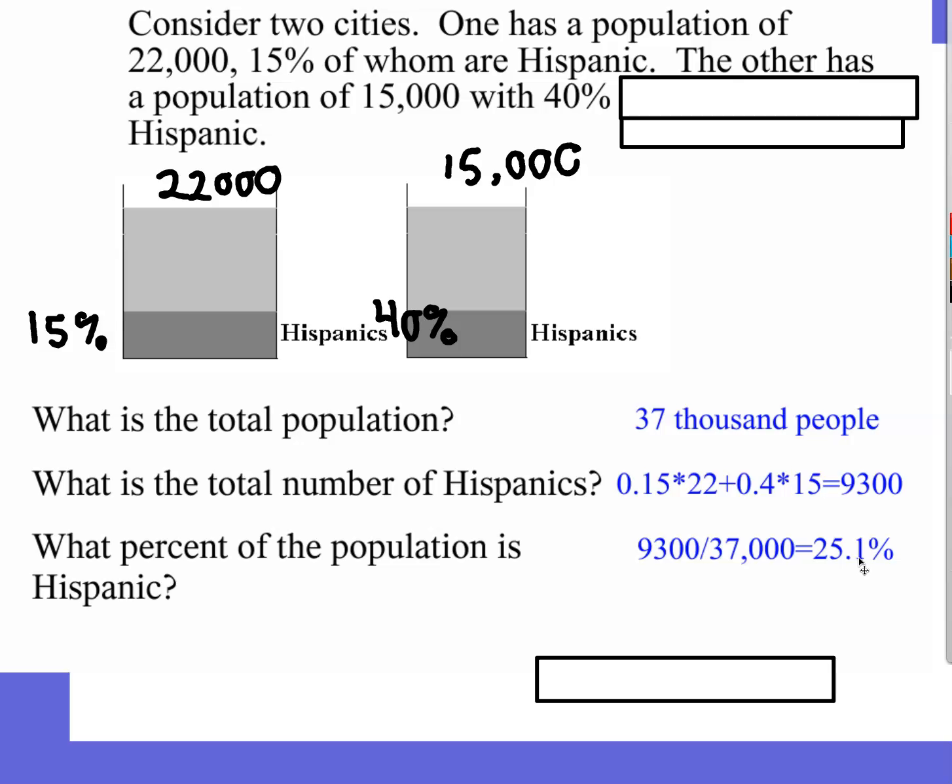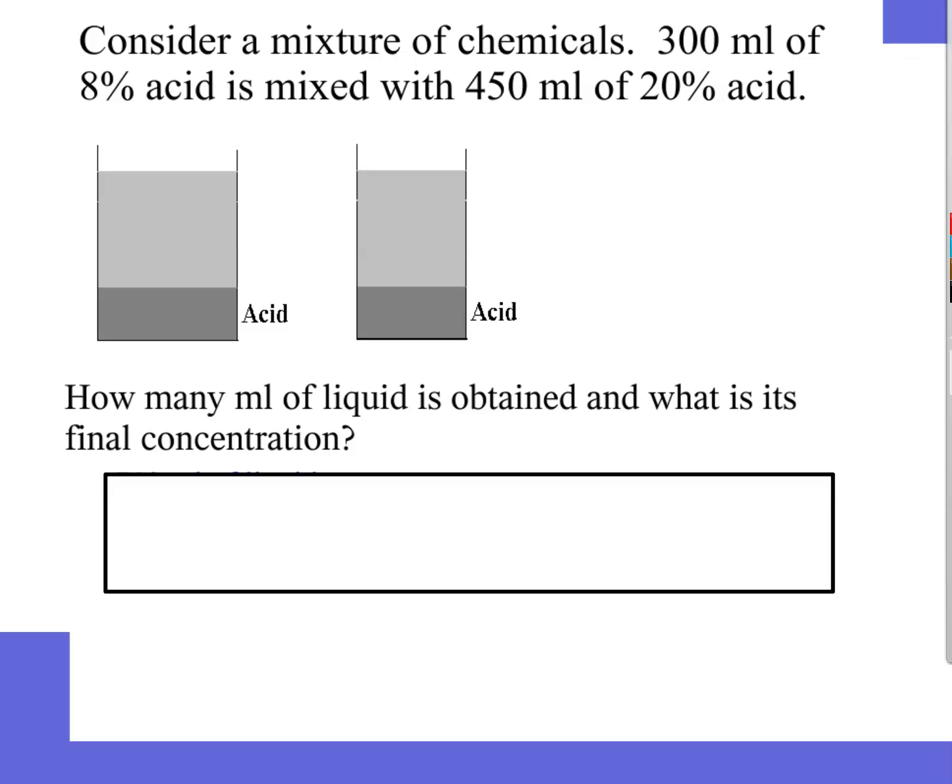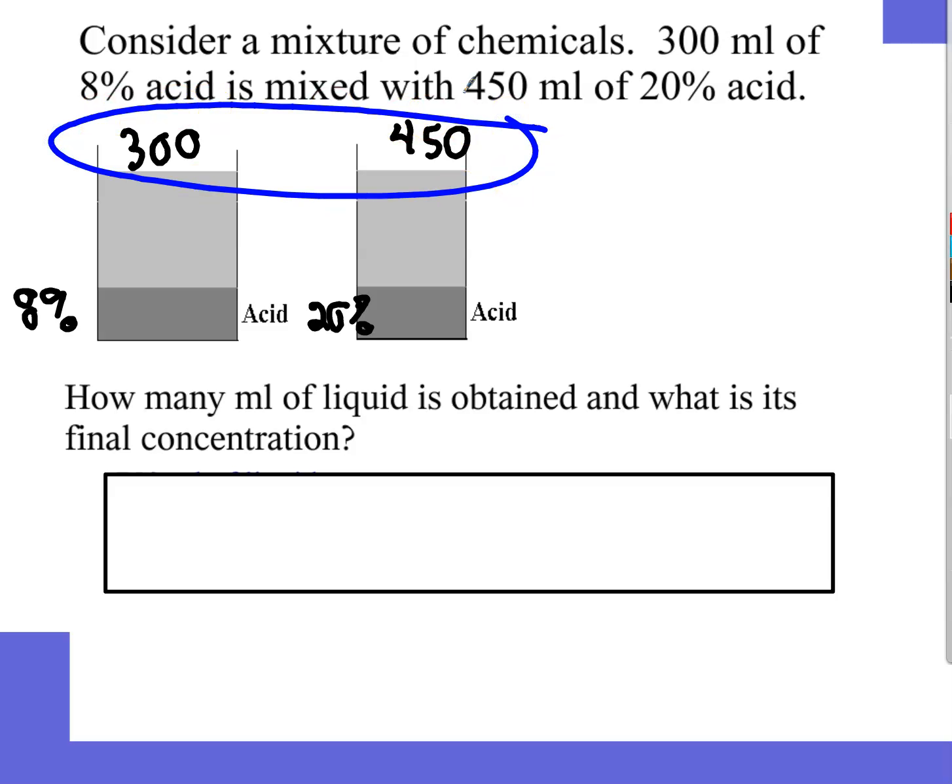So what we're doing is just mixing two different things that have different concentrations, if you will, and seeing what we get. Well, now we're going to work back. I'm sorry, not now. On the next one, we're going to work backwards. On this one, we're going to say, look, I've got 300 milliliters that is 8% acid. Okay. And I've got 450 milliliters that is 20% acid. And how many milliliters of liquid is obtained, and what's the final concentration? Well, how much is in there is pretty easy. Just add these two amounts together. You're going to get 750 milliliters total.